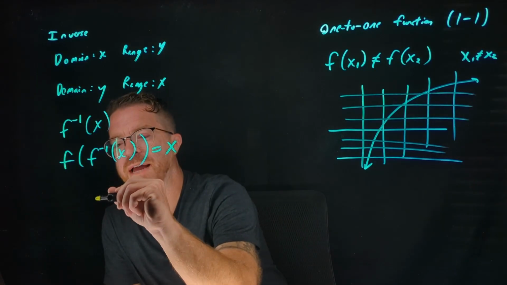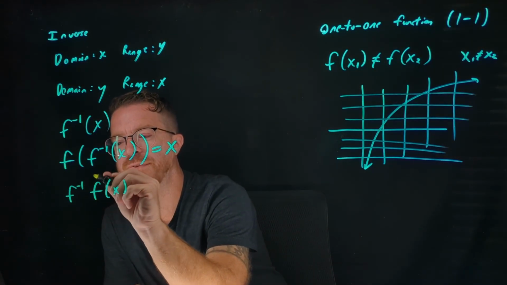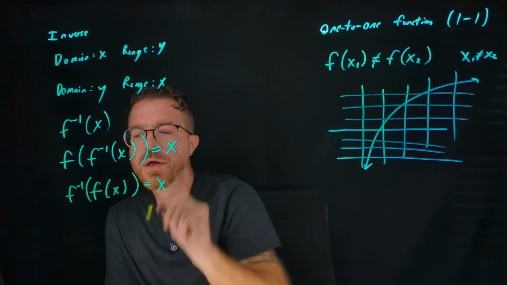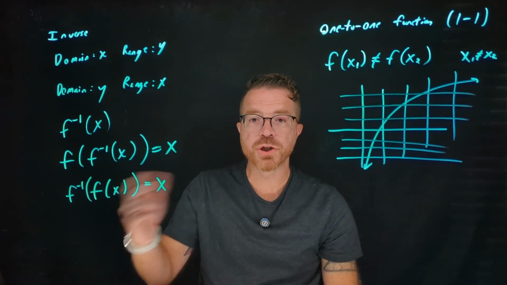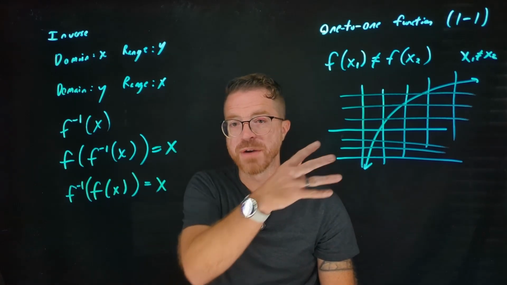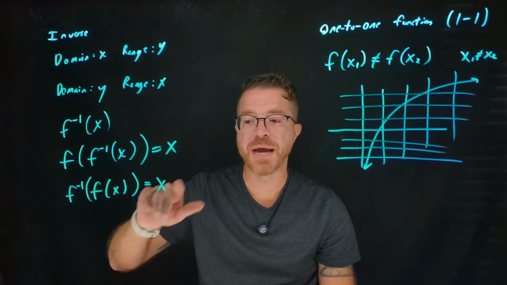Similarly, if I have f of x and I take the inverse function of f of x, this also will undo the function. So whatever x you plug in, the function will transform it into whatever outcome you get. The inverse function will undo that and take you back to x.